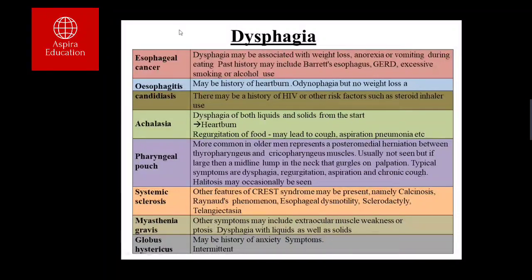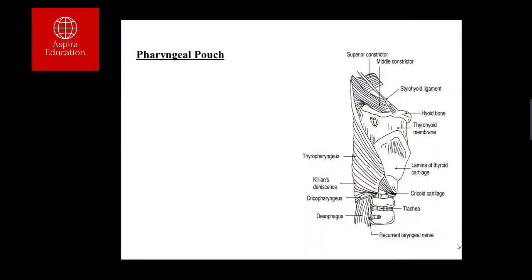So these are the set of differential diagnoses in the MRCP exam when you see a scenario with dysphagia. The order of preference, depending on the scenario, could be esophageal cancer, achalasia cardia, or pharyngeal pouch. These are the common three differentials which you will find in an MRCP exam. So back to the lecture, we'll continue with the differential diagnosis of dysphagia. The first is the pharyngeal pouch.